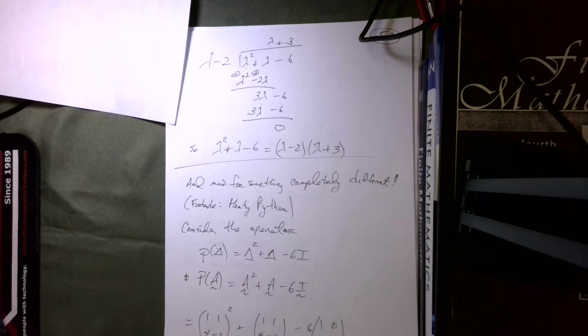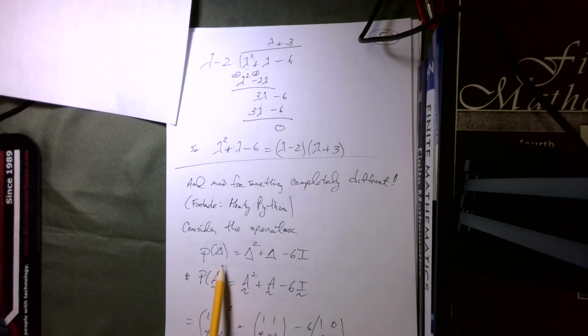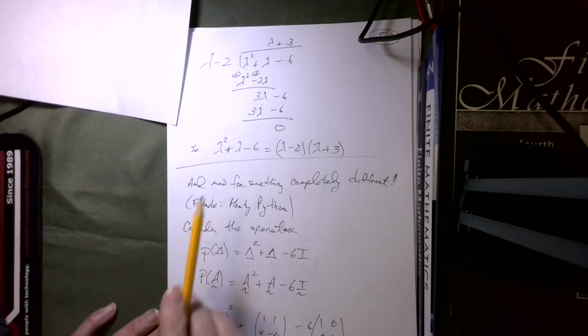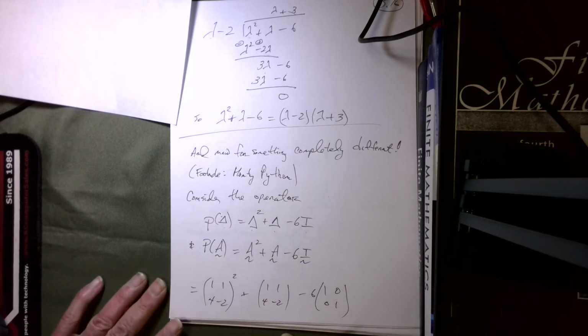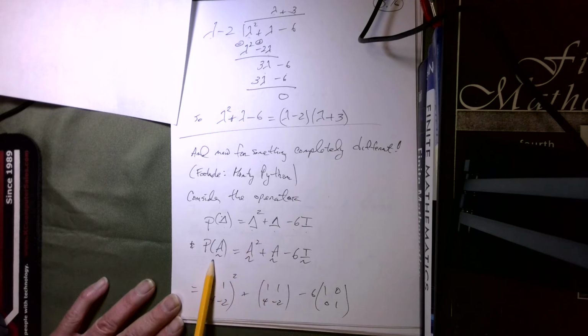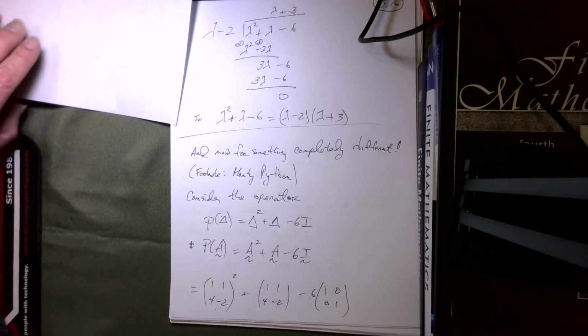So what I'm going to do is create an operator that takes objects, squares them, whatever that means in this space, adds on the object, and takes 6 times the identity. In other words, I'm taking the characteristic polynomial and creating an operator. So for example, I take my matrix A and put it in here: I square A, add on A, and add 6 times the identity matrix.